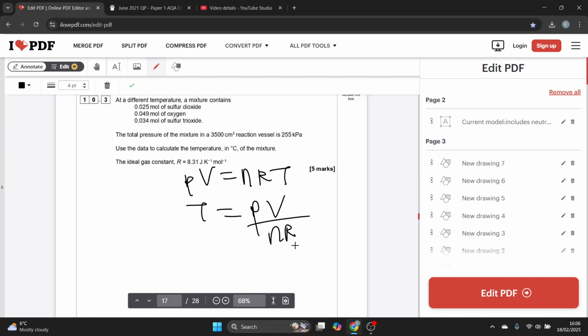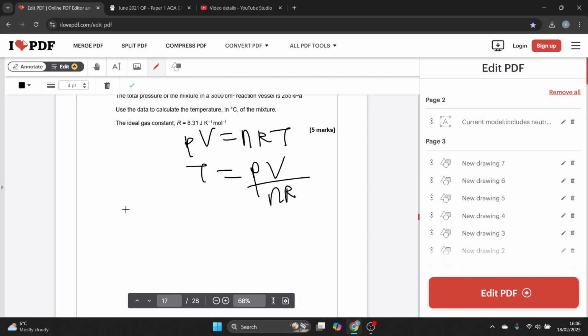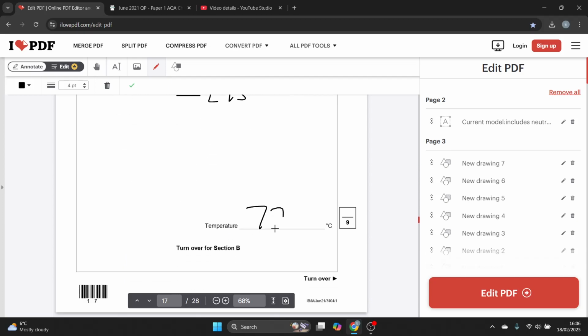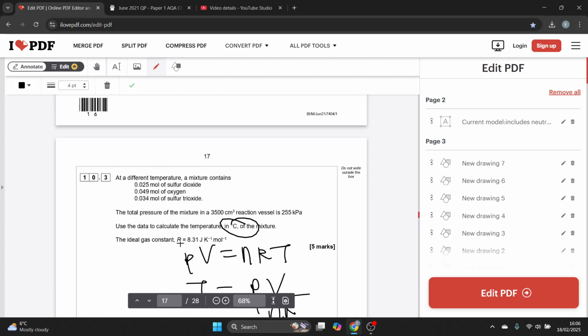Oh, I've done something wrong. I wrote 0.49 moles, it's 0.049 moles. 994, that's perfect, so I get temperature as 994 Kelvin, and then I want it in degrees Celsius, so minus 273, I get 721 degrees Celsius. Perfect. So you can see how they can interlink topics.